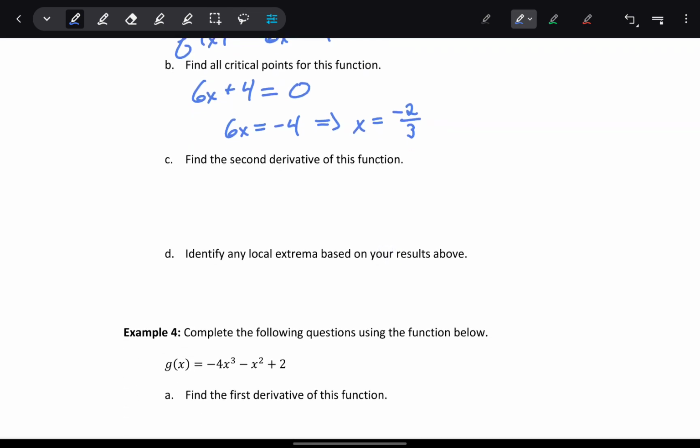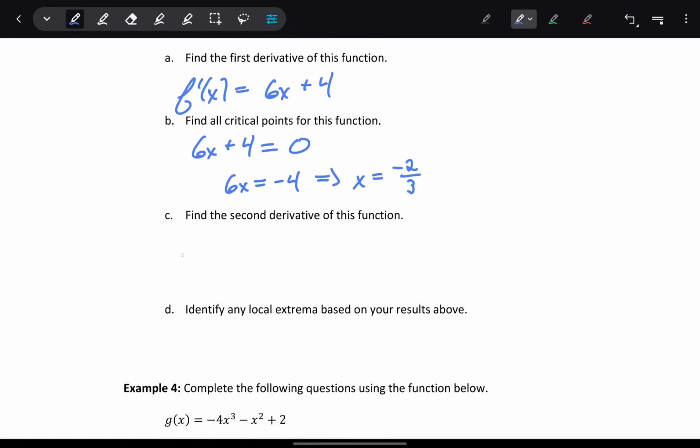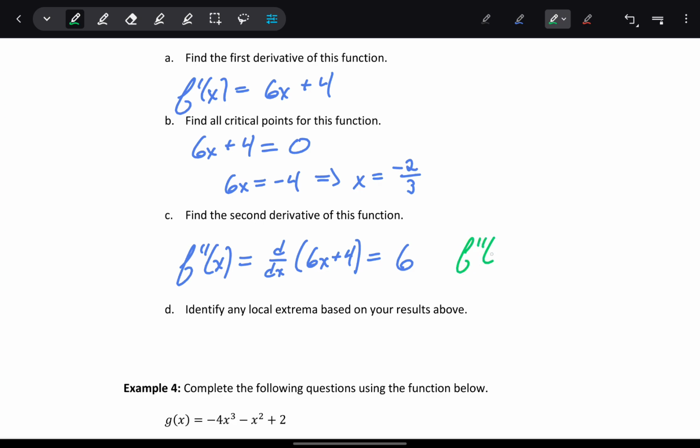We're going to start off by trying to use the second derivative function to classify this point. If we take the second derivative, meaning we're taking the derivative of 6x plus 4, we'll get 6 with no variable. So regardless of what we plug in, in this case x equals negative 2/3, we still get a value of 6 for the second derivative. That is positive, meaning our function is concave up.